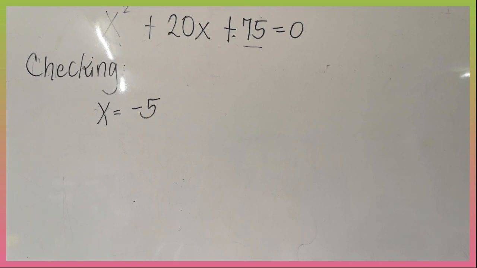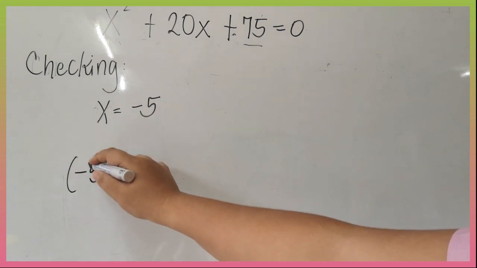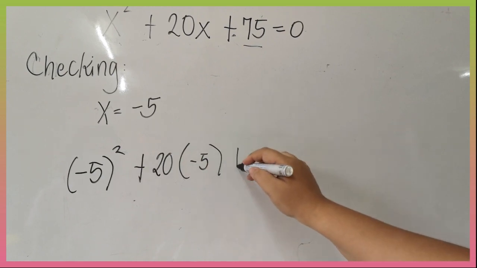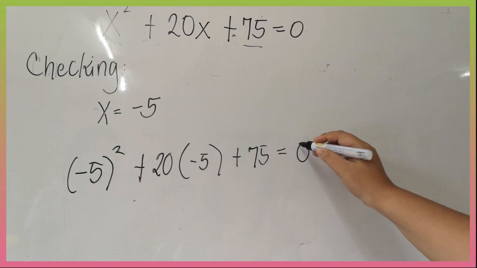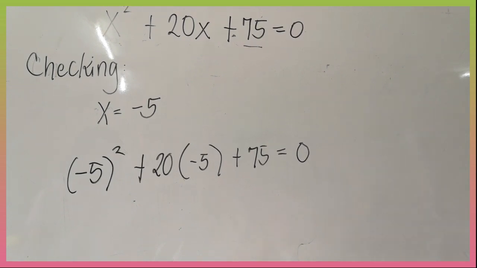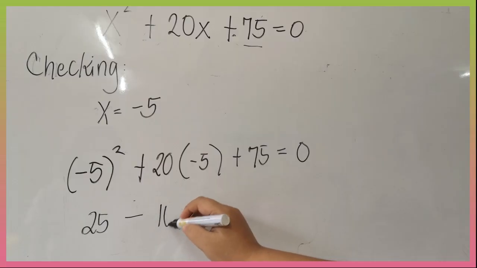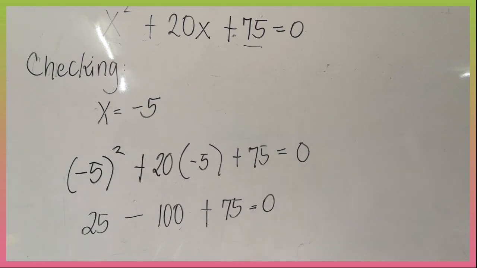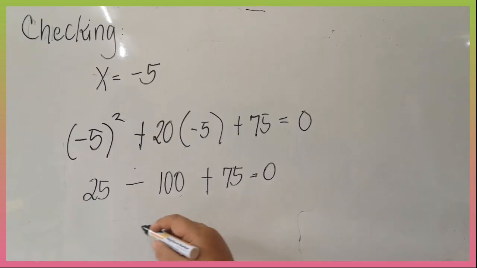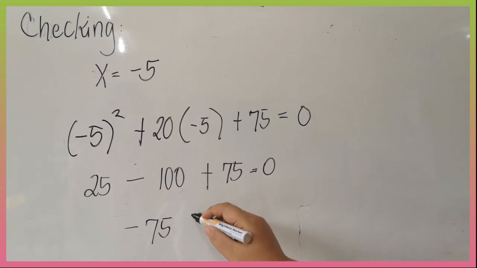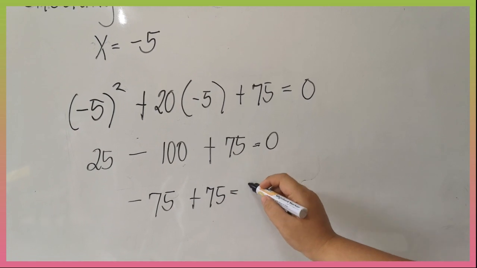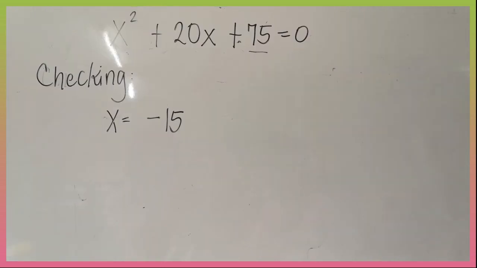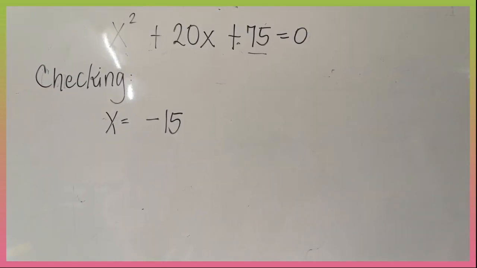So let's substitute. We have negative 5 squared plus 20 times negative 5 plus 75 is equal to 0. Negative 5 squared is 25 minus 100 plus 75 is equal to 0. 25 minus 100 is negative 75. Plus 75 is equal to 0. 0 is equal to 0. Let's proceed to our next value, which is negative 15.